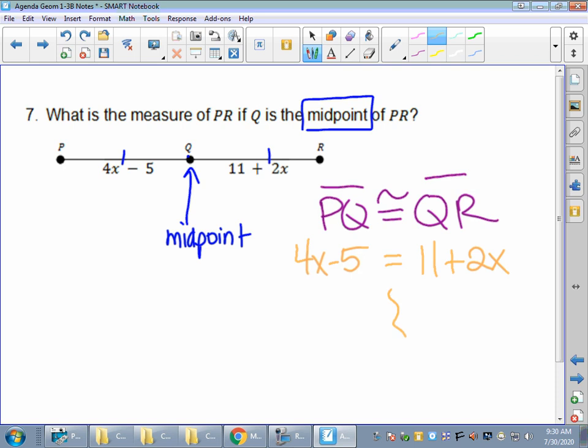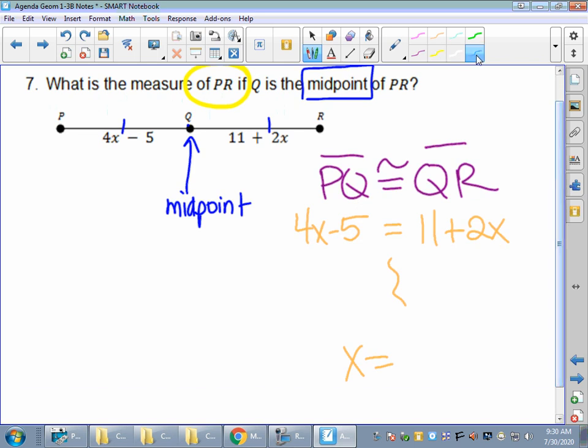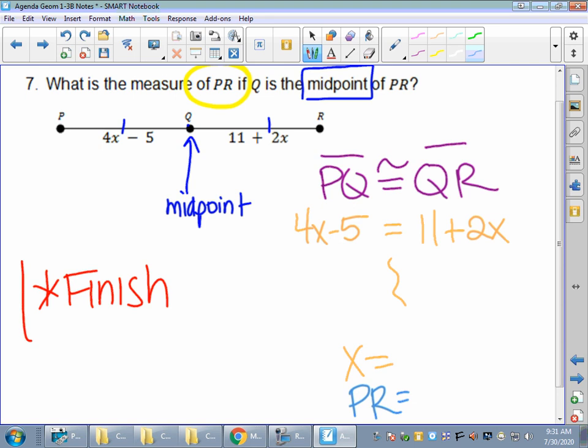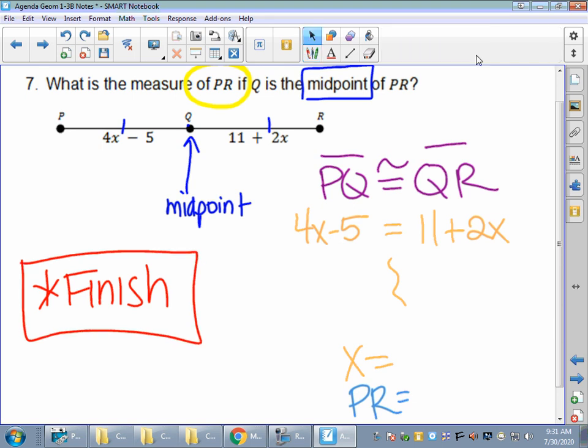When I solve that, I would get x equals something. Is that what the question asks? What's the question ask you to find? What's the measure of PR? So I'm going to have to go back after I solve for x. I'm going to have to substitute that value in to find the length of PR. So what I want you to do is to finish this problem so that we can talk about finding x and finding the length of segment PR. PR is the whole thing. I'll be interested to see what approach you take.